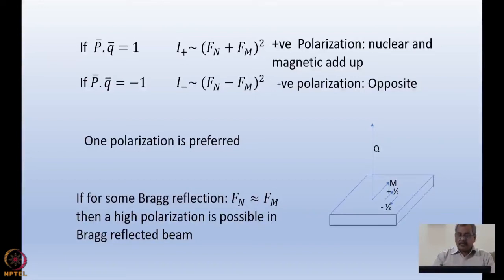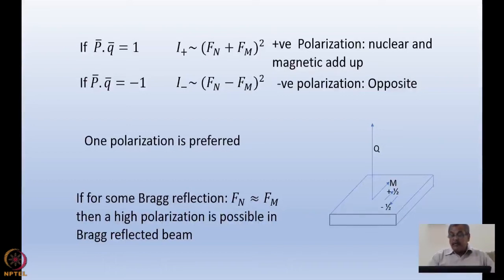When the neutron has opposite polarization, in that case they don't add up, but the magnetic part gets subtracted from the nuclear part. So the picture is somewhat like this. This is the scattering vector perpendicular to the plane. These are the planes which are reflecting the neutrons, not just the external planes of a crystal, but the reflecting planes. Now if magnetization is in plane, then you have two cases, either plus half or minus half, and their intensities are different, because one is Fn plus Fm squared, the other is Fn minus Fm squared.